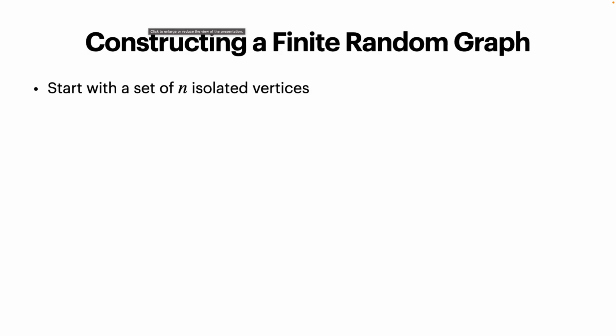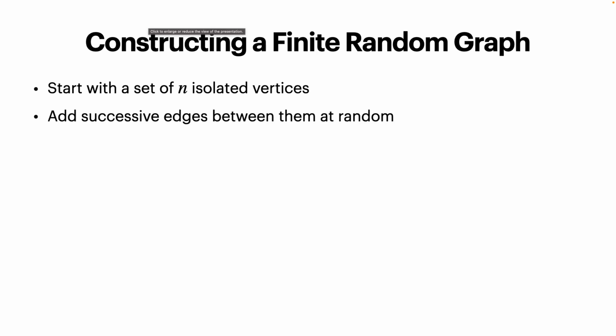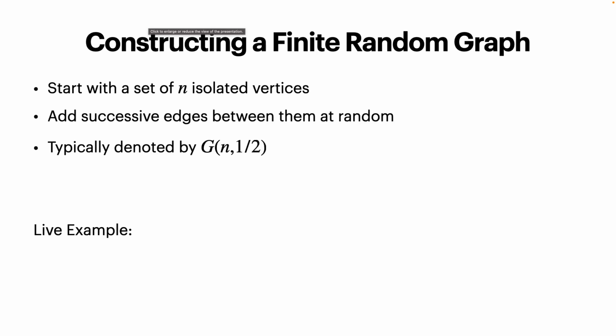Now with our assumptions, we are able to construct a finite random graph. Firstly, we need to specify a set of n vertices and then add edges between them randomly according to a certain probability. Typically, we use 50% probability to decide whether an edge exists or not, and in this case we denote it as G(n, 1/2). However, we can use any number between 0 and 1 as our probability. Let's try one with 4 vertices. Any volunteers?